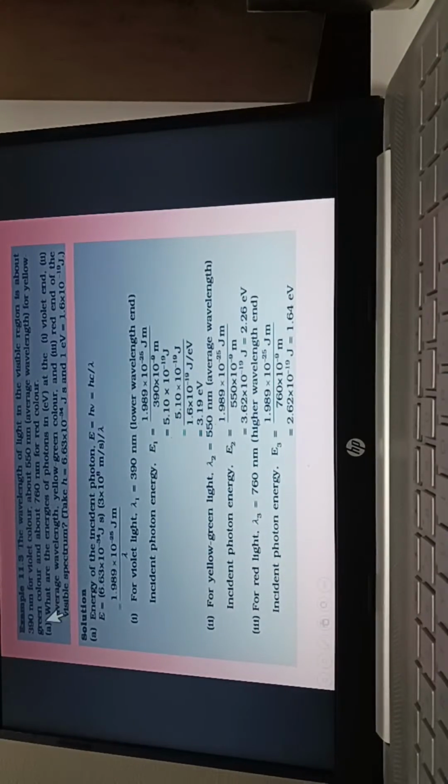That is this much distance. And yellow color is this much distance. Red color is this much. So energy is proportional to 1 by lambda. If lambda is decreasing, energy is more. So which energy is more? Violet color energy is more than that of red color. You understood?